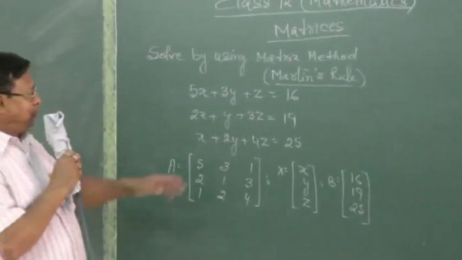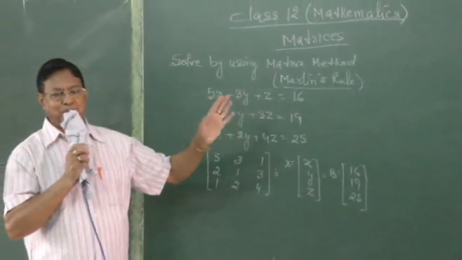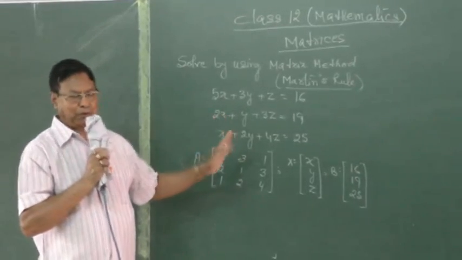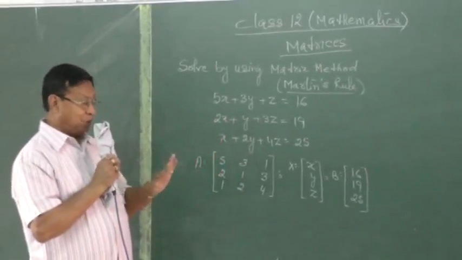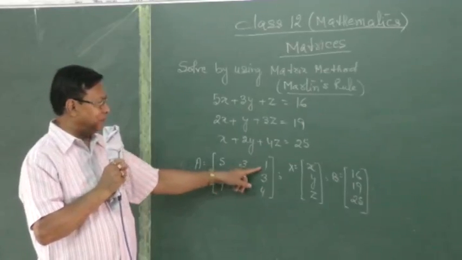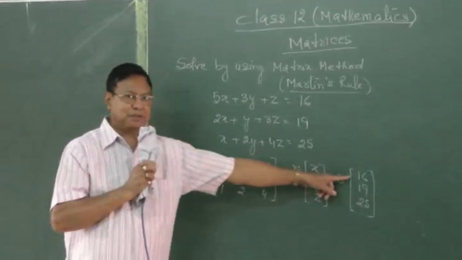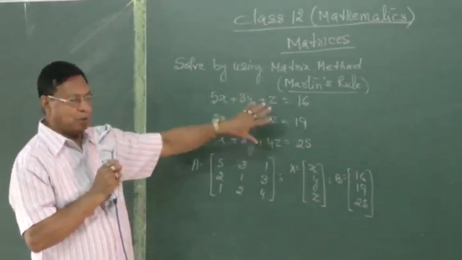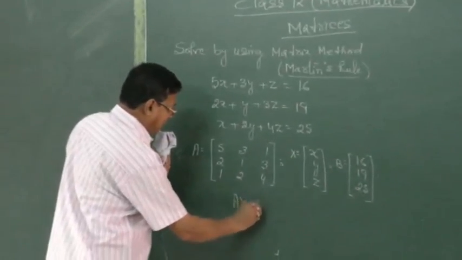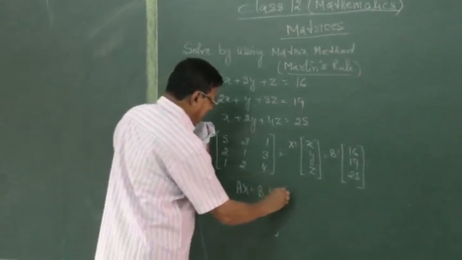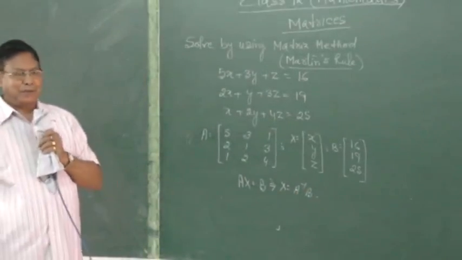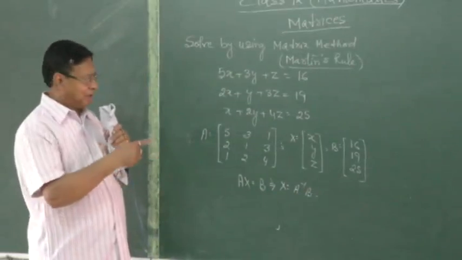Now remember, if one of the variables is missing, the coefficient will be 0. I repeat, if a variable is not there, the coefficient will be 0. Now look at this. If you multiply this with this, the result is 5x plus 3y plus z, equated to this will be 16. So this equation I wrote in the matrix form here. So what I get here is A into x is equal to B, implies x is equal to A inverse B. Okay? So we find A inverse, multiply with B.